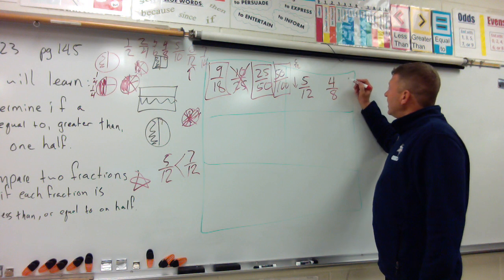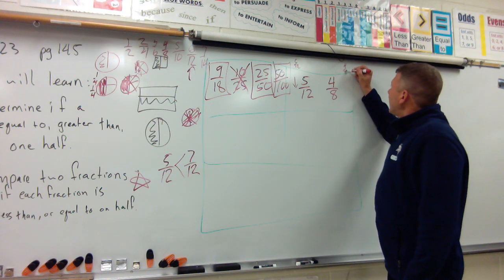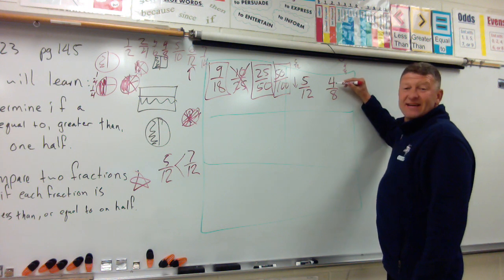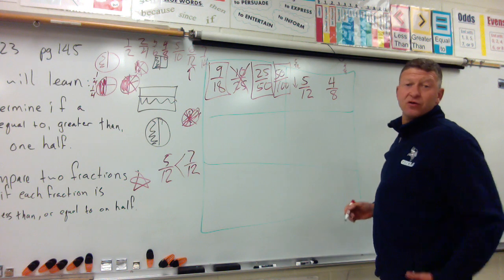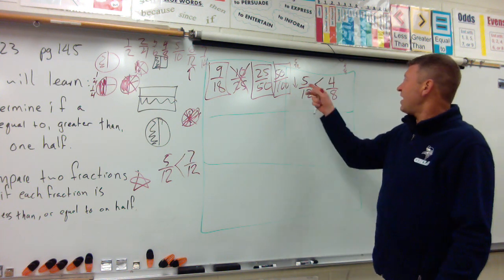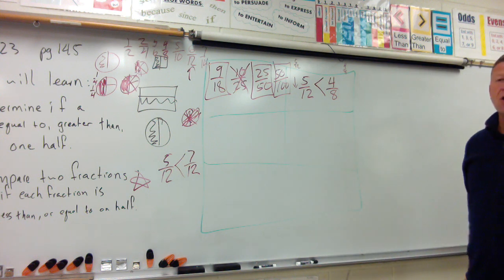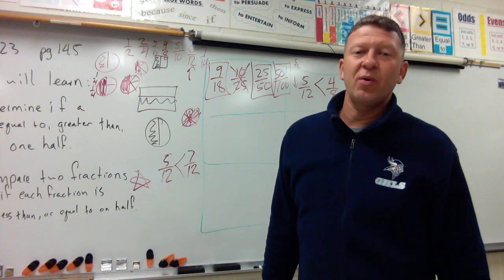All right, let's go ahead and cut 8 in half. 8 in half equals 4, so 4/8. Oh, this one is exactly a half. So this is less than a half, and this is a half. So obviously then, that would be less than. 5/12 is less than 4/8. Those are our only 2 practices today.